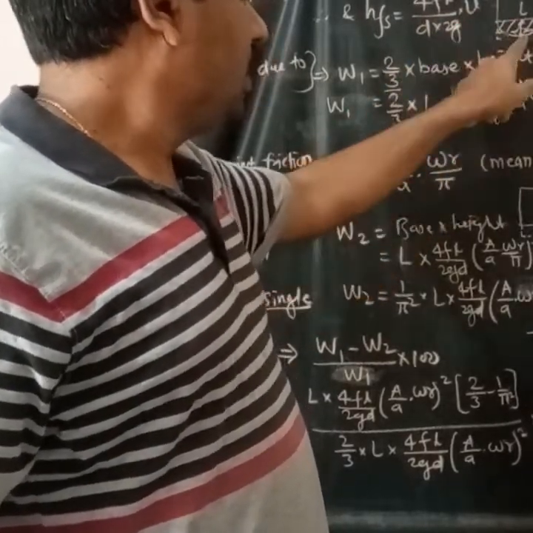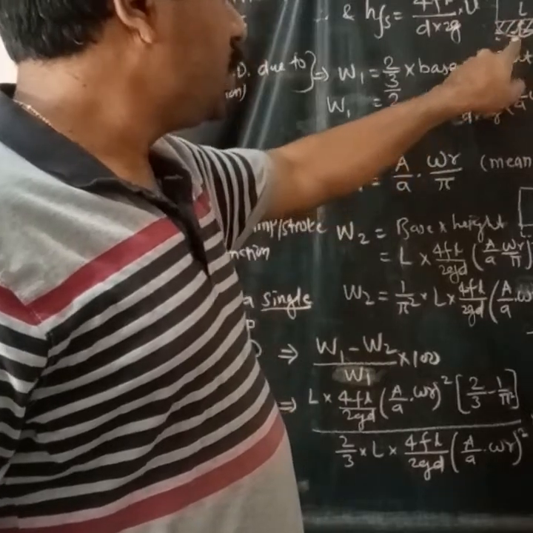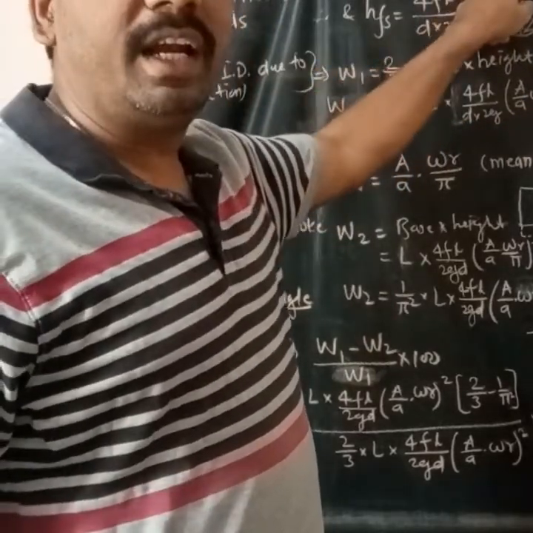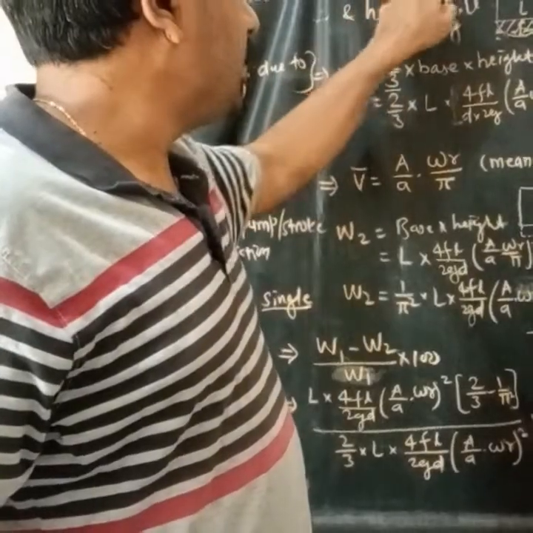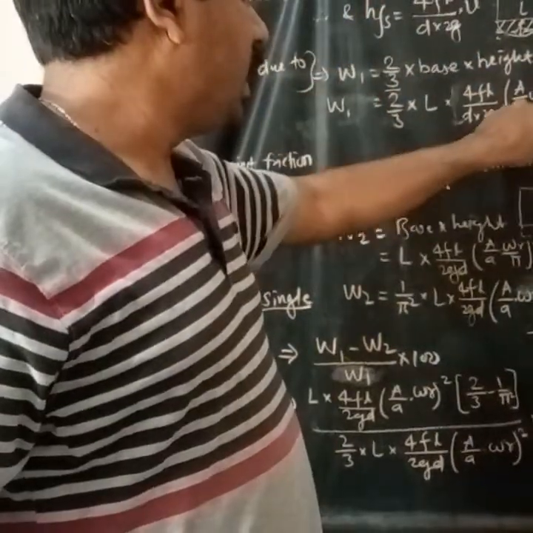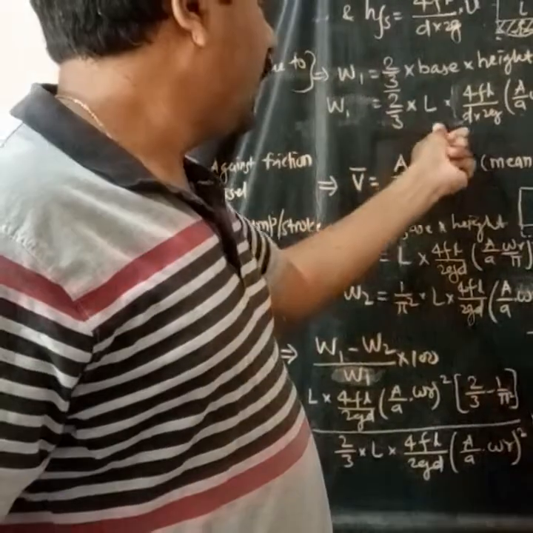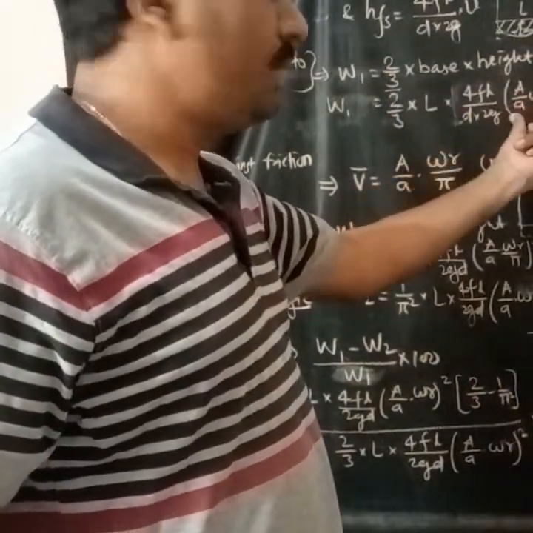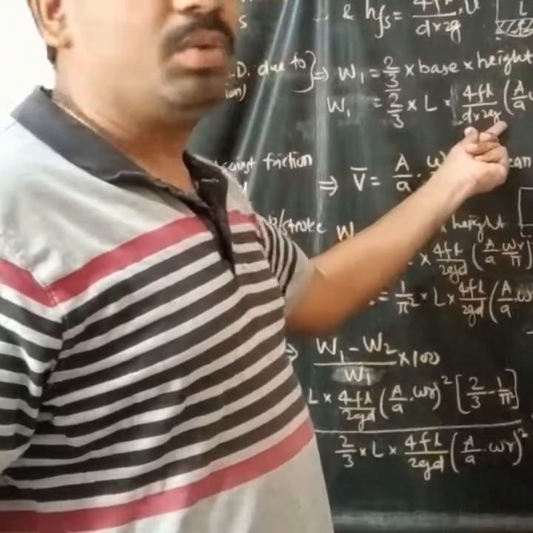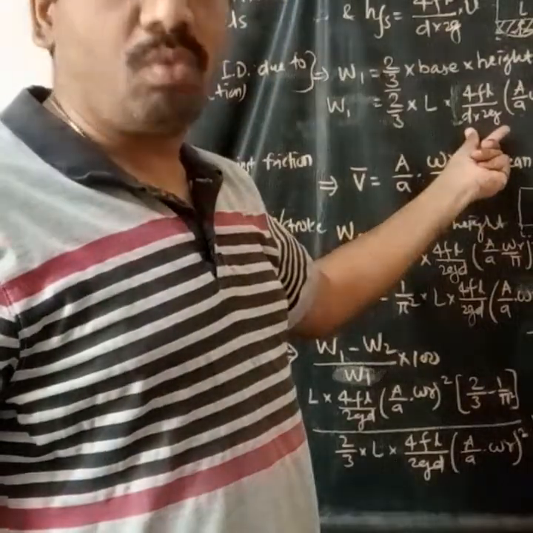When theta equals 90 degrees, sin 90 equals 1, and that's why v becomes A by a omega r. So it is simply 2/3 L times 4FL v square, where v means (A by a omega r) bracket square, upon 2gD. This is equation number 1.